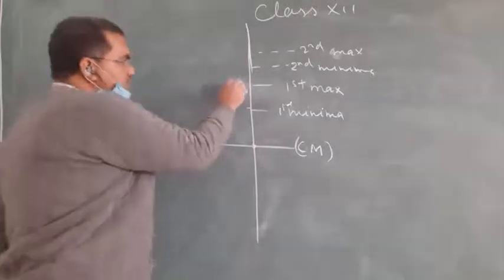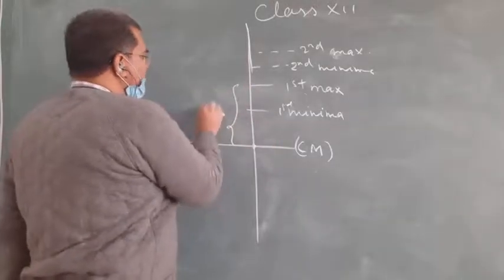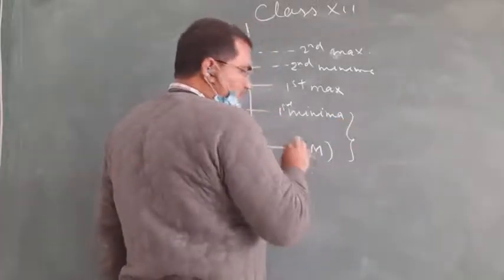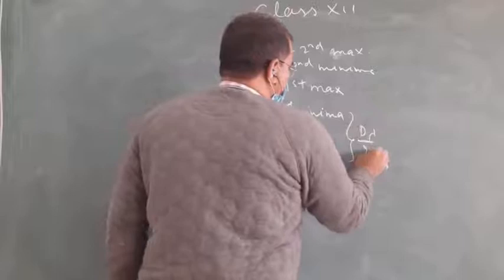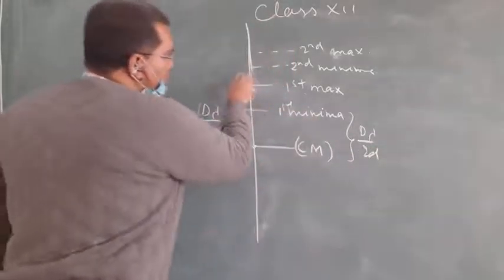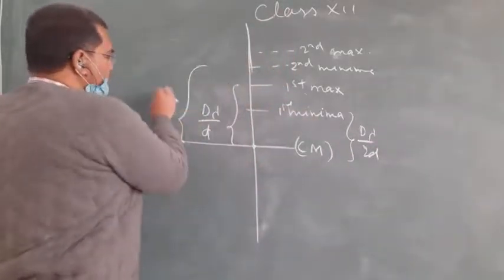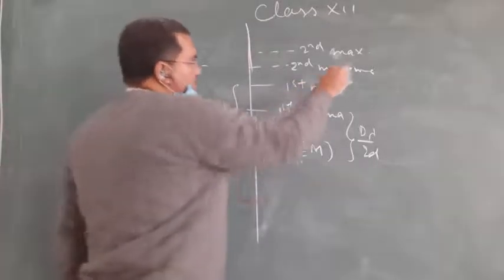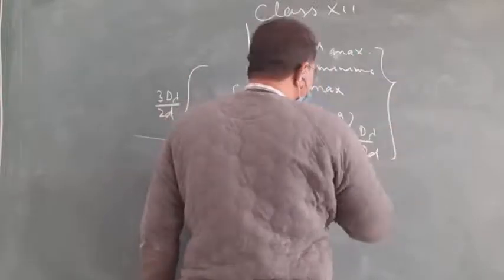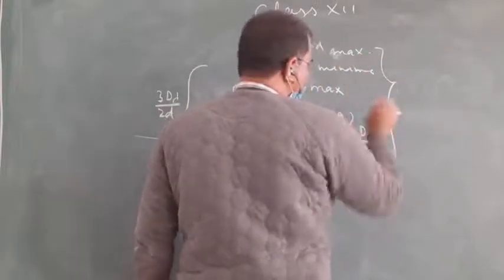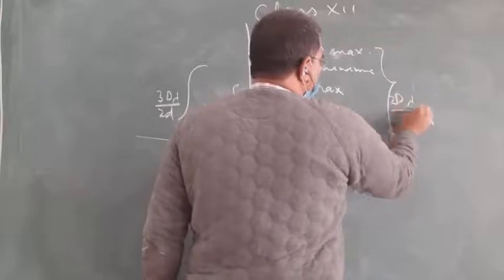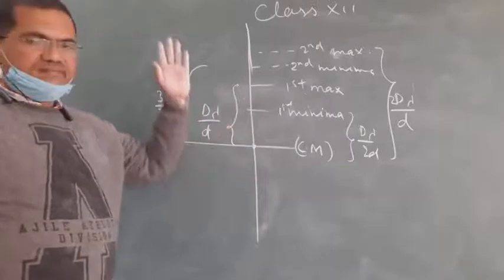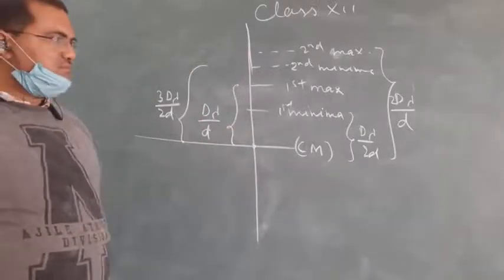The distance between first maxima and central maxima is d lambda by d. The distance between first minima and central maxima is d lambda by 2d. Similarly, the distance between second minima and central maxima is 3 d lambda by 2. Similarly, the distance between second maxima and central maxima is 2 d lambda by d. We know that.